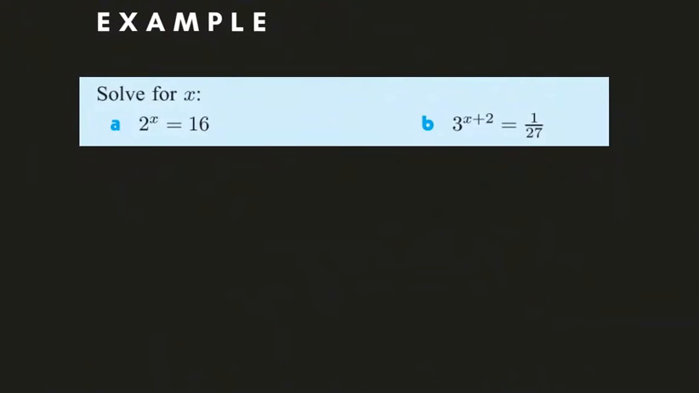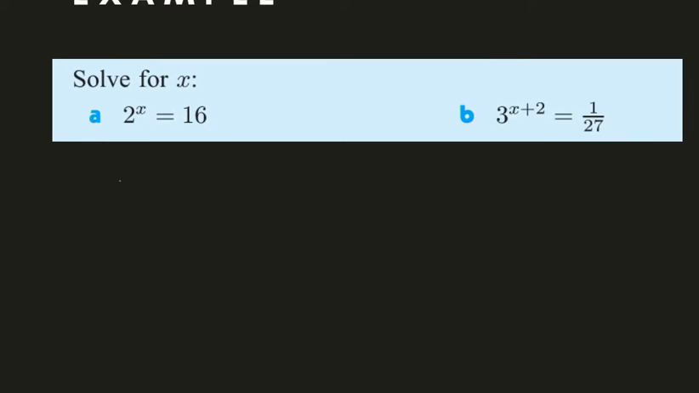The easiest way to do this in simple cases is to just match up exponentials. So take a look at part A. We've got 2 to the x on the left, and if we can write this 16 as 2 to the power of something, we're going to find the exponential straight away. Of course, 16 is 2 to the power of 4, so therefore we can drop the bases and just say that x is 4.